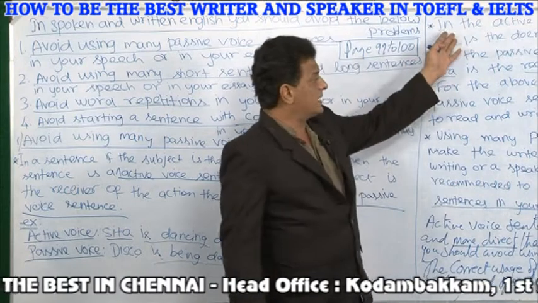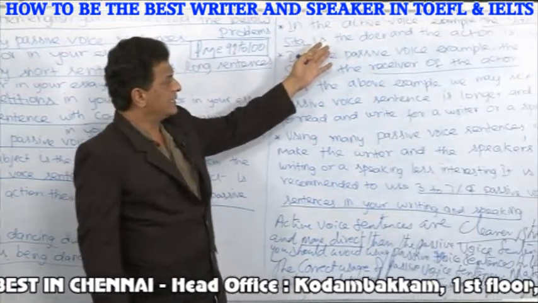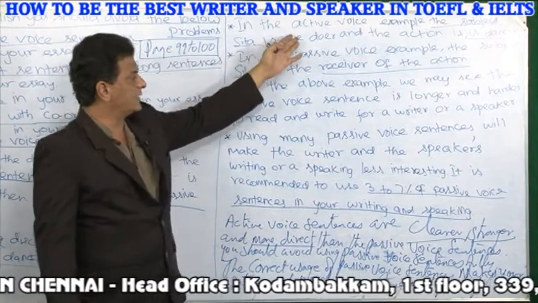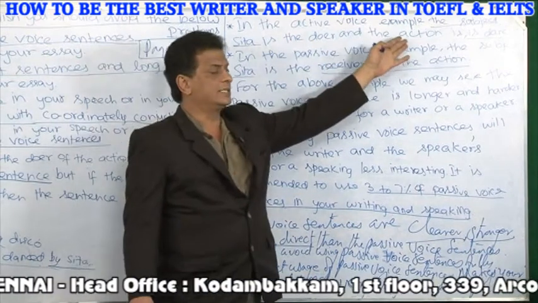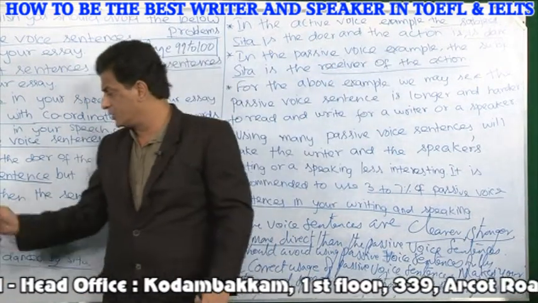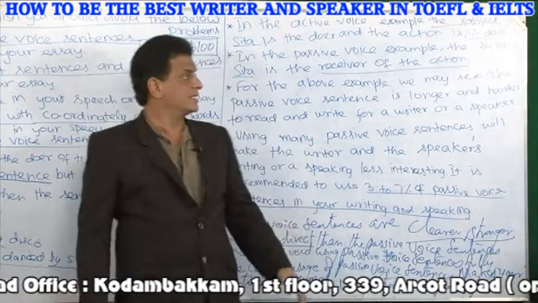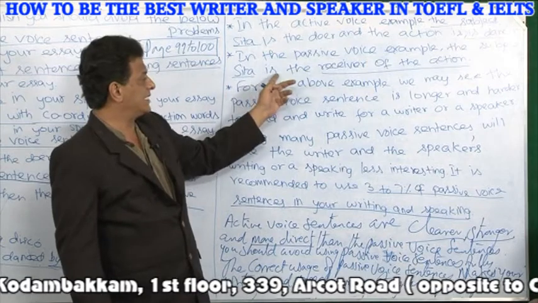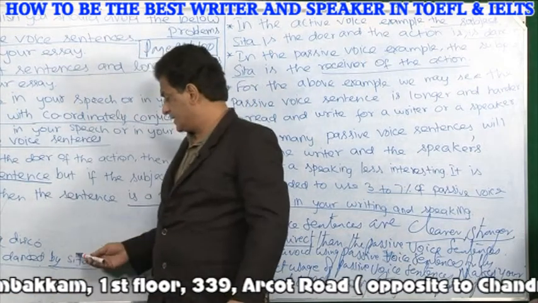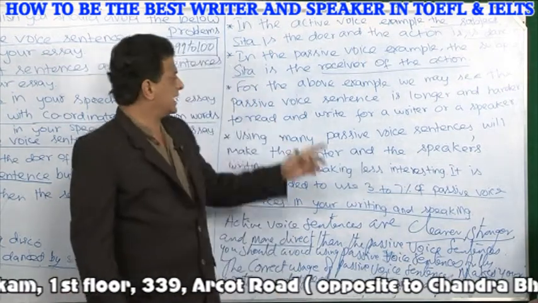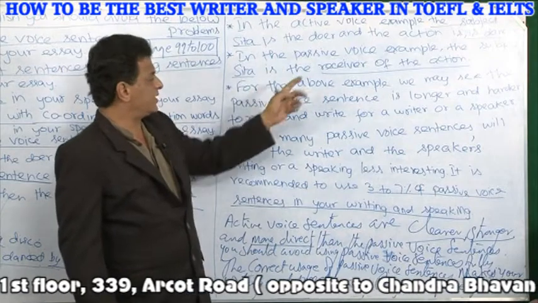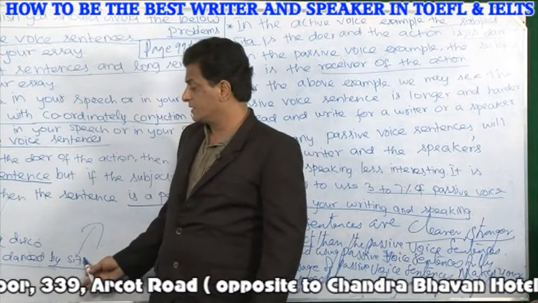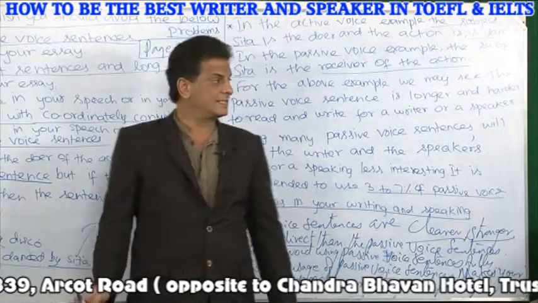So, you see, in the active voice sentence, the subject Sita is the doer and the action is dancing. So, Sita is the doer. What is the action? Is dancing. In the passive voice example, the subject Sita is the receiver of the action. She receives the action. Disco is being danced by Sita.